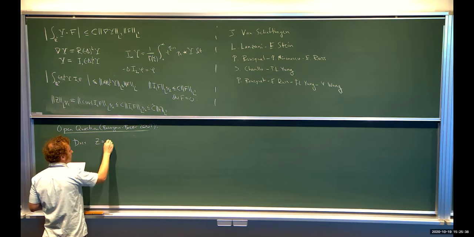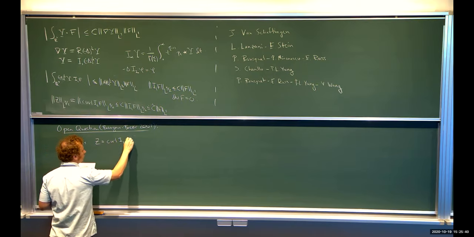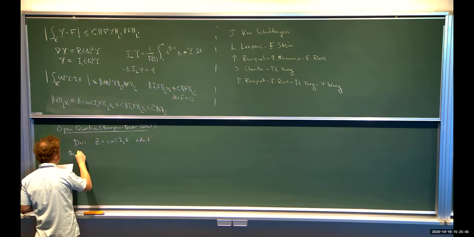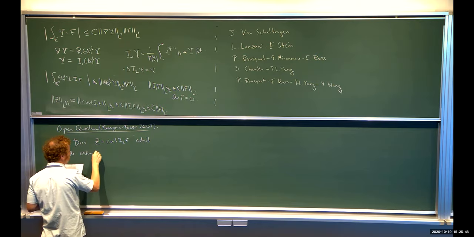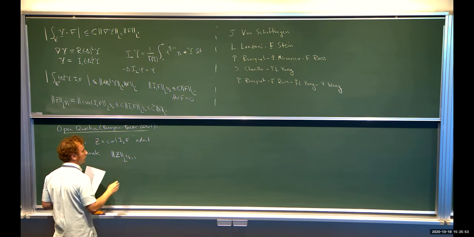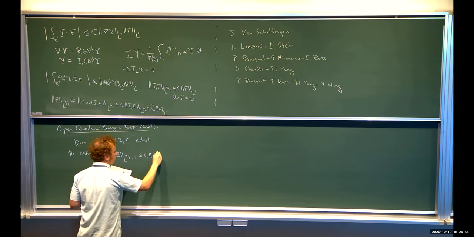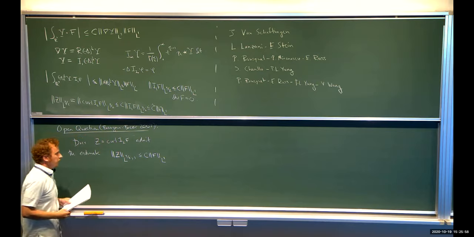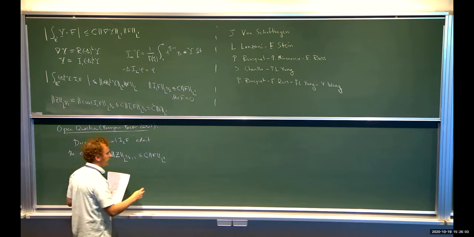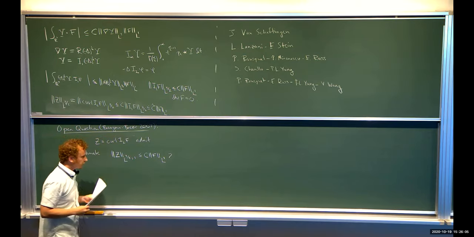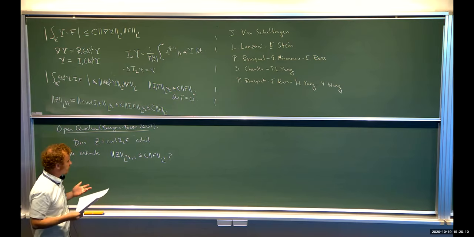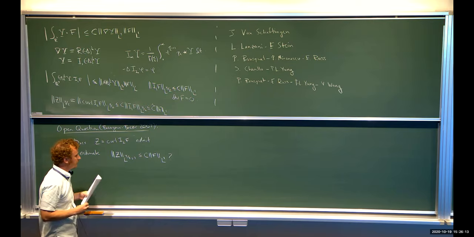does Z, which satisfies this equation, admit the estimate: Z in the Lorentz space L3 halves comma 1 can be controlled by a constant times F in L1? And of course, this is the title of the talk, Optimal Lorentz Estimates for some div-curl systems. This is the question that they asked in 2007.